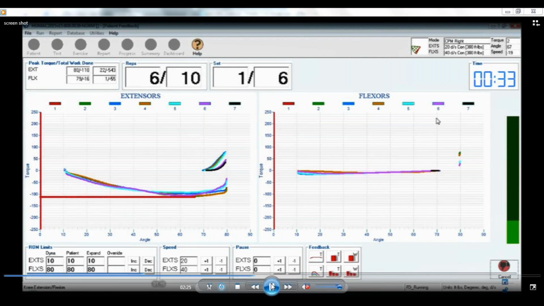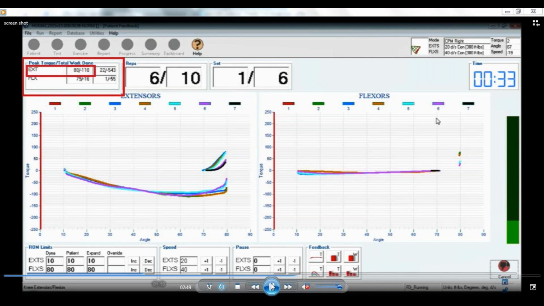Now this can also be found in the top left of your screen, where it gives you the peak torque and total work performed in the whole set. You can see that the quad is the top and the hamstring is the bottom, and the left box is peak torque for concentric and eccentric, and the right box is the work for concentric and eccentric. And it tells us that his max torque for the eccentric quad this set is 110 foot-pounds.